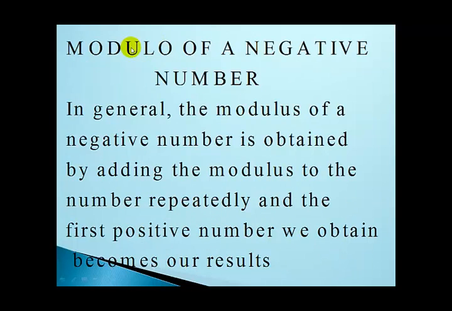Now, modulo of a negative number. In general, the modulus of a negative number is obtained by adding the modulus to the number repeatedly, and the first positive number we obtain becomes our result.